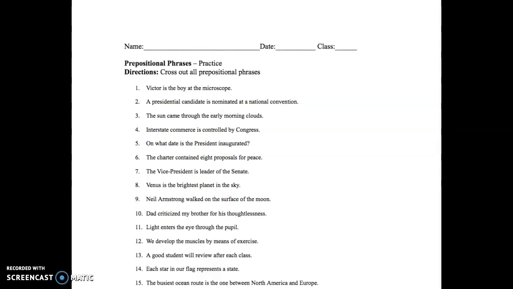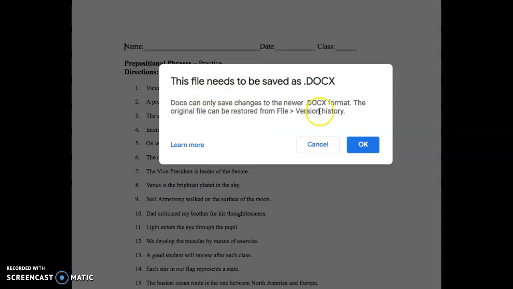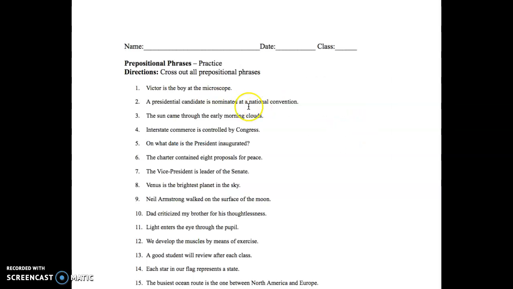Remember, there are three requirements for a sentence: the subject, the verb, and a complete thought. I'm going to demonstrate with question number 1. Victor is the boy at the microscope. So, at the microscope is the prepositional phrase. Highlight that. Again, at home, please use a pencil and cross it out.